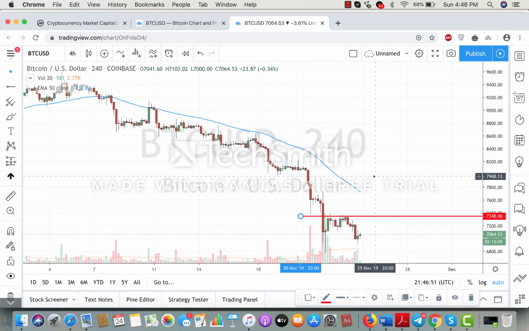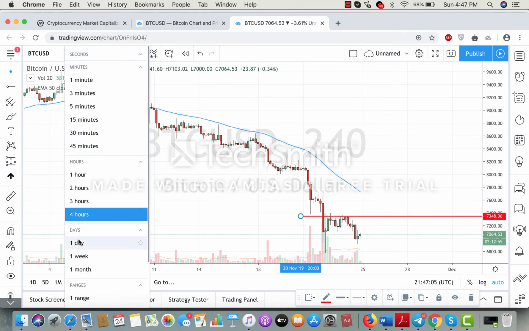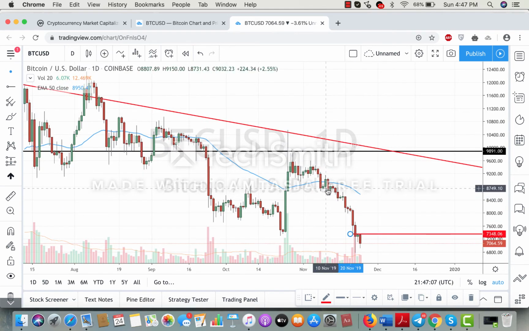But I really don't think that this is a good long-term buy. It could be a good short-term buy if it does break above the 7,400 area. So a short-term buy, possibly heading towards the first one, obviously. I guess this can also be our resistance and minor resistance.